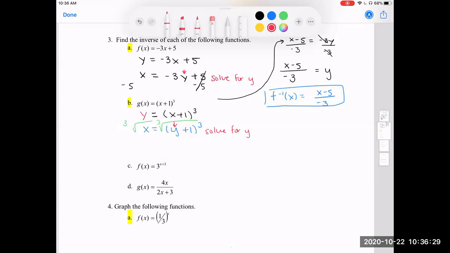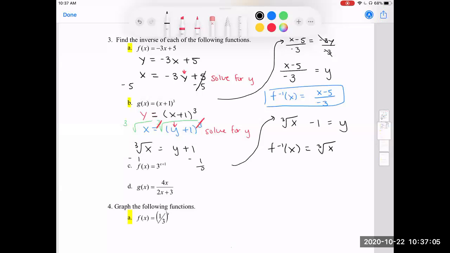So that makes it so that that exponent of 3 and that cube root cancel out. They're mathematical opposites. We're left with the cube root of x is equal to y plus 1. And last piece, to get y by itself, let's subtract 1 from both sides. So that we have the cube root of x minus 1 is equal to y. And that's our answer. Let's replace that y with inverse notation. So I have f inverse of x is equal to the cube root of x minus 1.